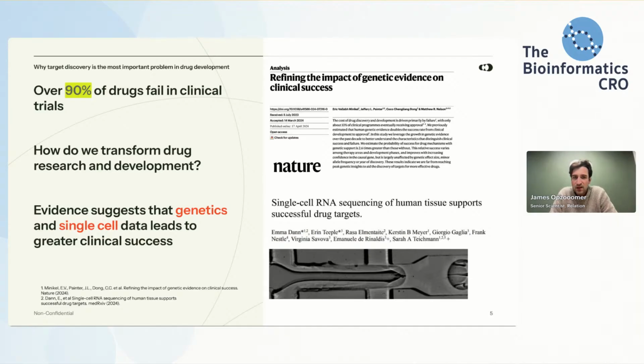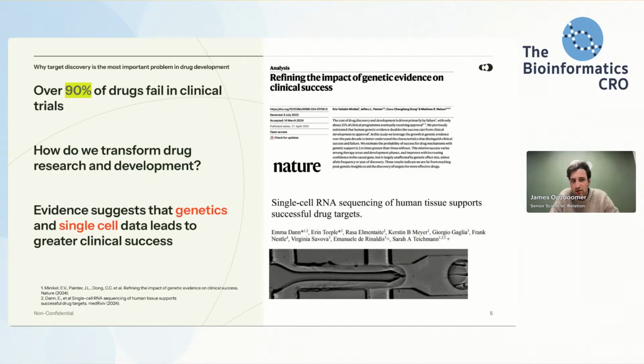Now, over the last few years, several large analyses have given us an important clue. So on the right, there are two examples of these. The first is a recent Nature paper where it looked across many clinical programs, and the papers from Matt Nelson's group. They show that when a drug target is supported by human genetic evidence, the probability of success in the clinic is increased compared to targets without that evidence. In other words, genetics gives us causal anchors in human biology.